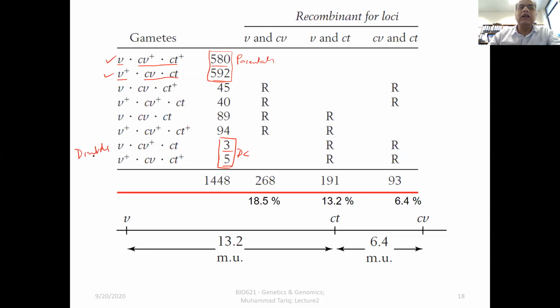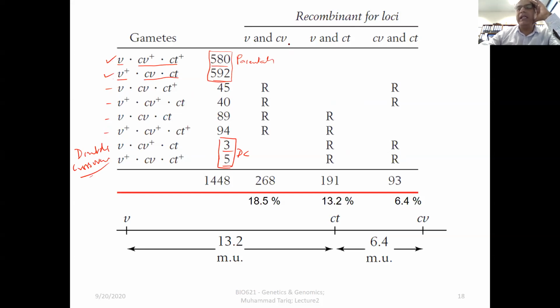Double crossovers. These are recombinants. Now, what are the other classes? So you have resolved 2 parentals and double crossovers.